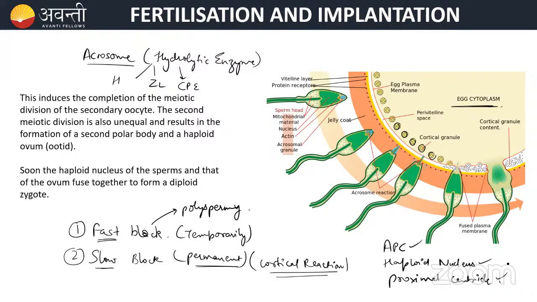Remember, important point, the secondary oocyte is still arrested in metaphase 2 of meiosis 2. That means meiosis 2 is not completed yet, right? So meiosis 2 is completed only in the presence of sperm. And why is it completed only in the presence of sperm? Because the sperm carries this anaphase promoting complex. When this anaphase promoting complex reaches the cytoplasm of the secondary oocyte, the secondary oocyte completes meiosis II.